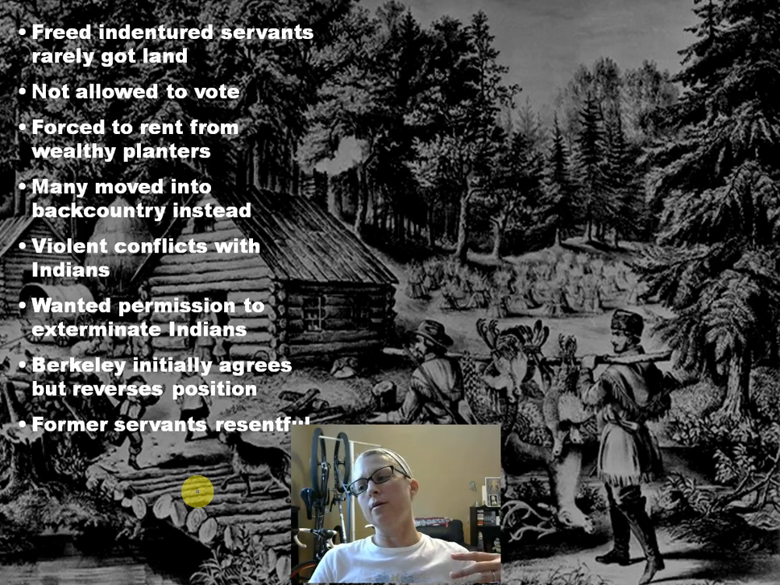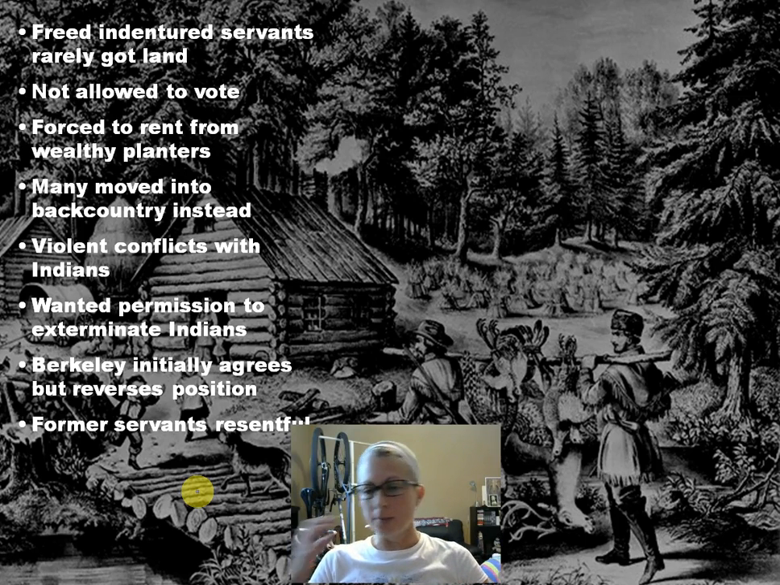And the backcountry people, their expectation of Berkeley and the Jamestown government was that the government was going to back them. The government was going to send the local militias out to deal with the Native American Indians and to make it easier for the white backcountry guys to actually put their settlements together. So they asked for permission to, yes, I'm not using this term lightly, exterminate the Indians. That's exactly what they wanted to do.